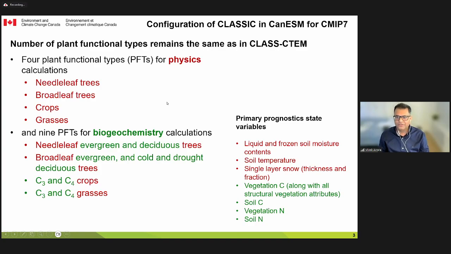of photosynthesis. And the primary prognostic state variables on the physics side, in red here, are of course the liquid and frozen soil moisture content, soil temperature, and the thickness and fractional coverage of a single snow layer. On the vegetation side, of course, you have vegetation carbon, soil carbon, and now you also have vegetation and soil nitrogen.